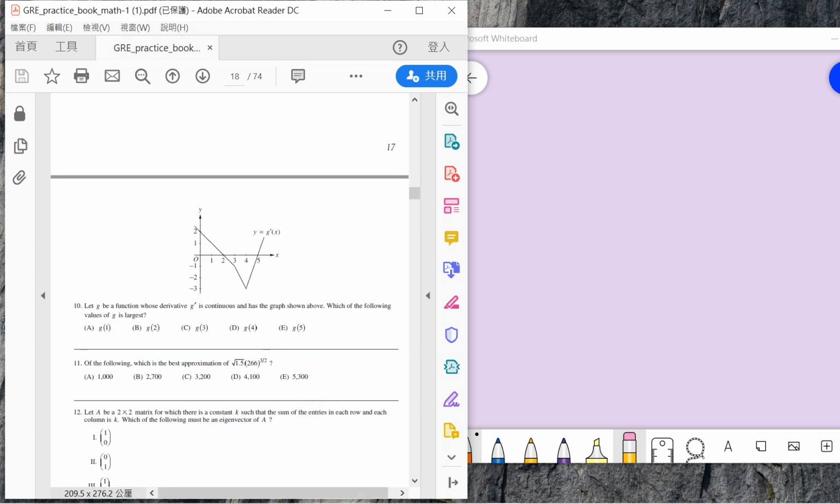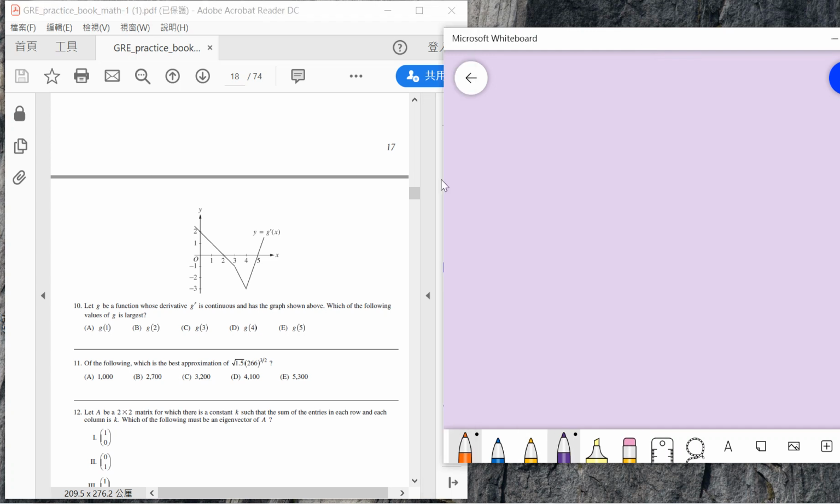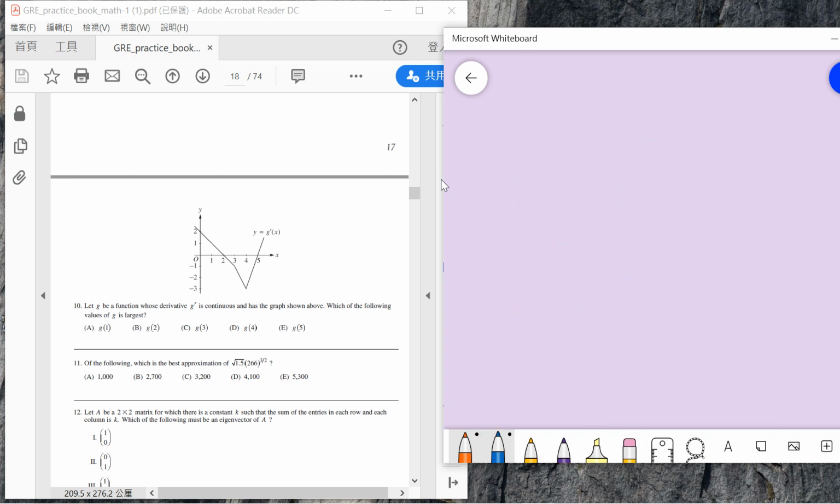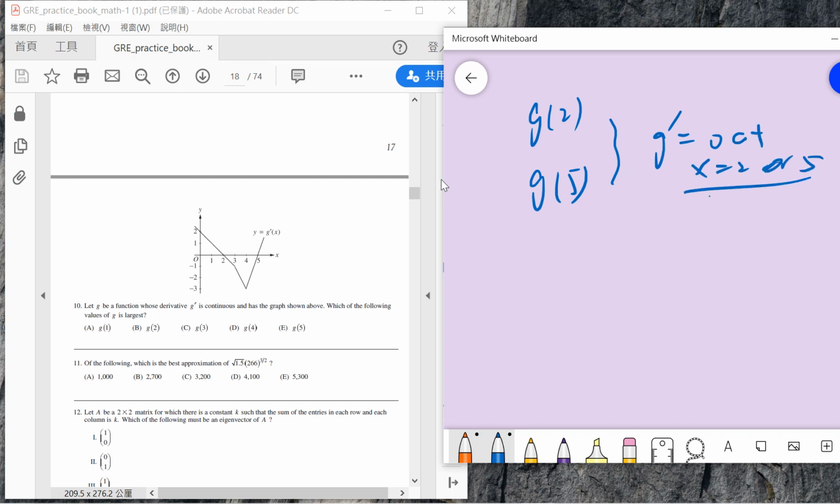Then the G function, so you see the derivative looks like this. And it asks about which point is the largest. So you know that to be the maximum or minimum, the G prime needs to be 0. So we have two choices. One is G of 2, one is G of 5. Because G prime is 0 at x equals 2 or 5. But which one is the largest?